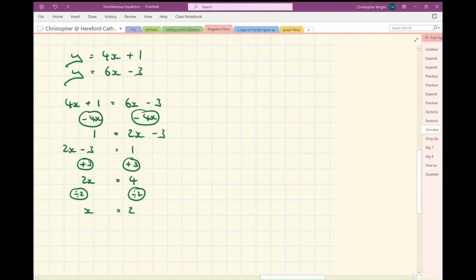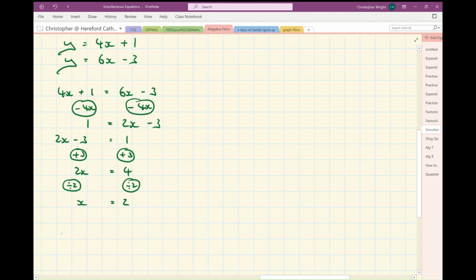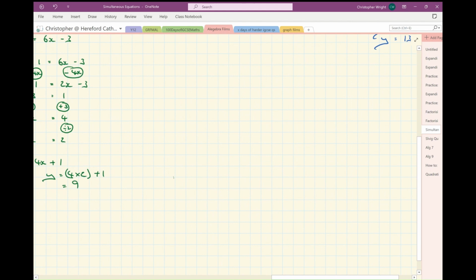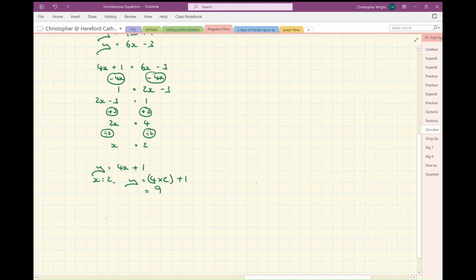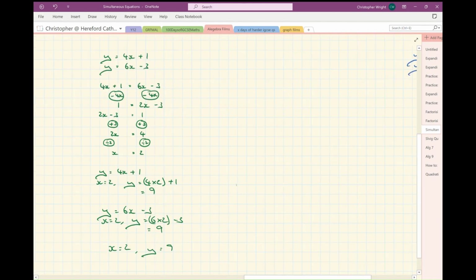Okay. Now, how am I going to find out what y is? Well, equation 1 tells me that y is 4x plus 1, and x is 2. So in that case, y must be 4 times 2 plus 1, which tells me that y is 9. Let's check that in the second equation. The second equation was y equals 6x minus 3. If x is 2, then y is 6 times 2 minus 3. 12 minus 3 is 9. So I've got the same answer in both of those equations, so I can write down my final answer, which is x is 2, y is 9.